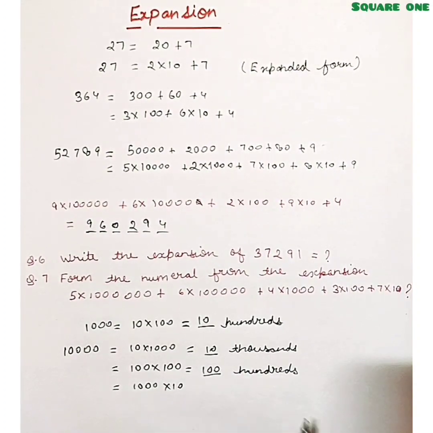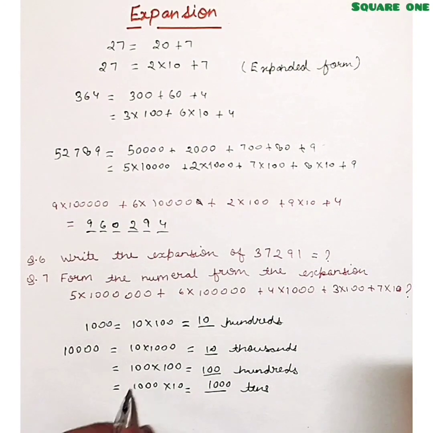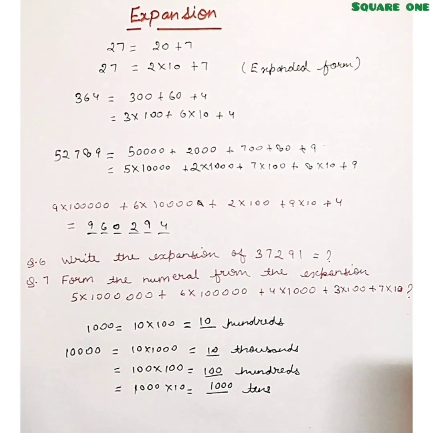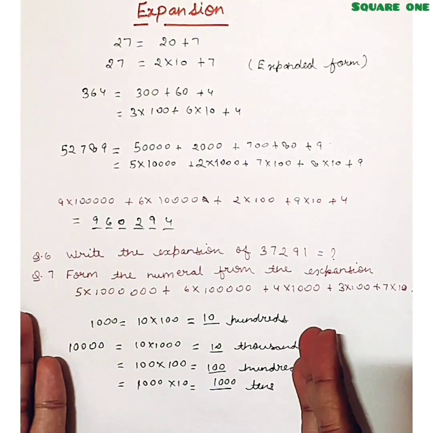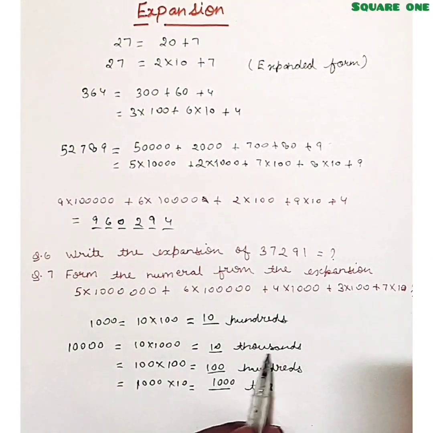Now 1000 times 10 is 10,000. So if they ask you how many tens are there in 10,000, you will say that there are 1000 tens in 10,000. In a similar way, if a bigger question is given, maybe in lakhs or in crores, and they ask you how many thousands are there, what you will do is separate these numbers. You will separate the 1000 from the rest of the zeros.